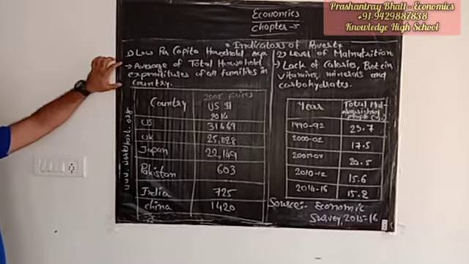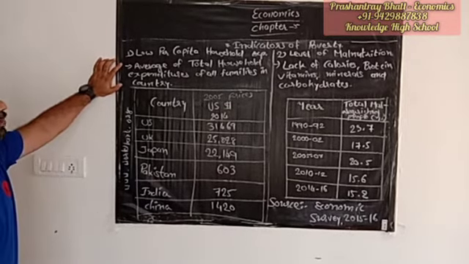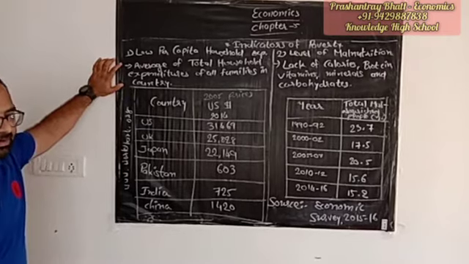So guys, at first it is the average of total household expenditure of all families in the country, right? How? Let me tell you an example.